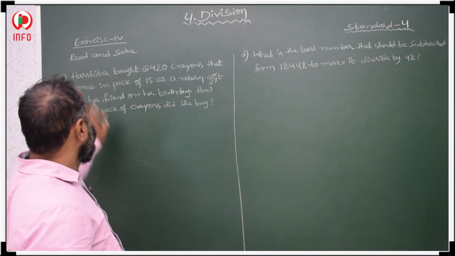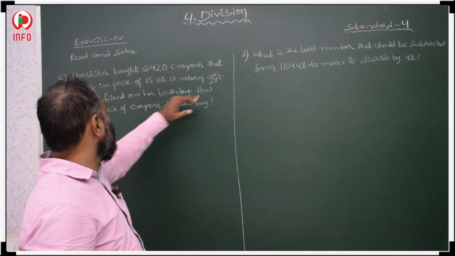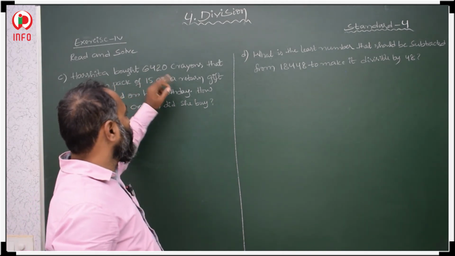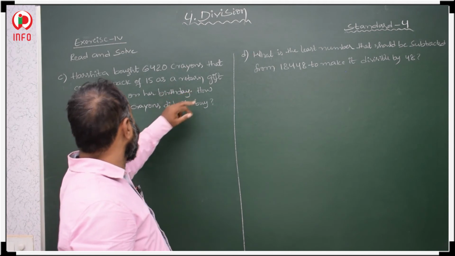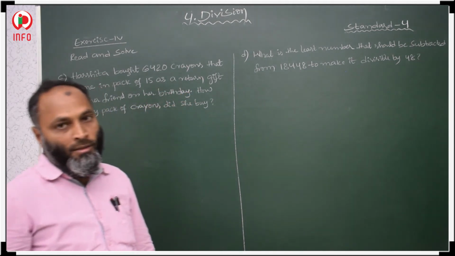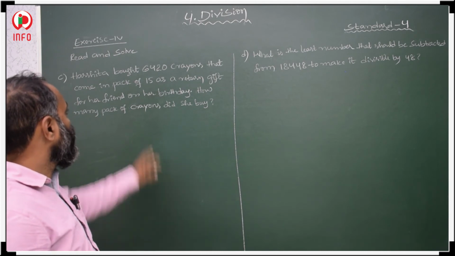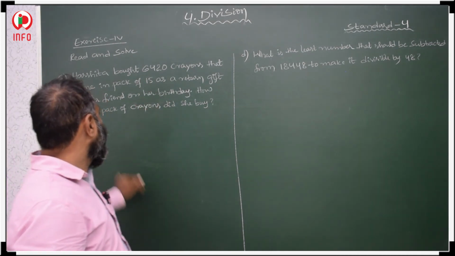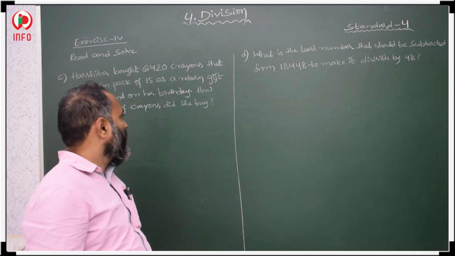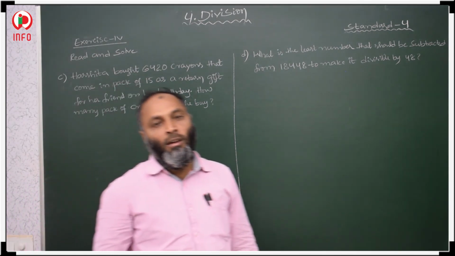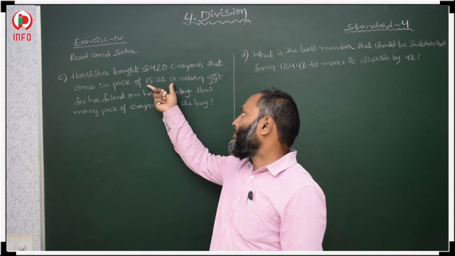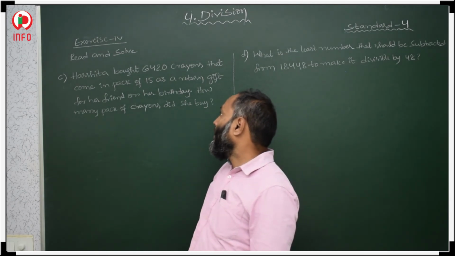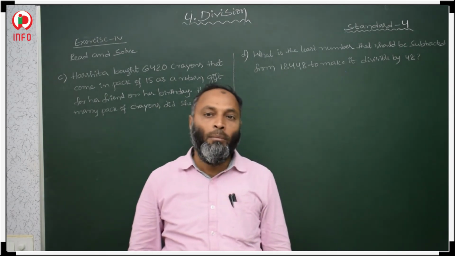Now, the third one. Harshita bought 6,420 crayons that come in packs of 15. So in each pack 15 crayons were there, and in total 6,420 crayons were there. She gave them as a return gift to her friend on her friend's birthday. Then how many packs of crayons did she buy?